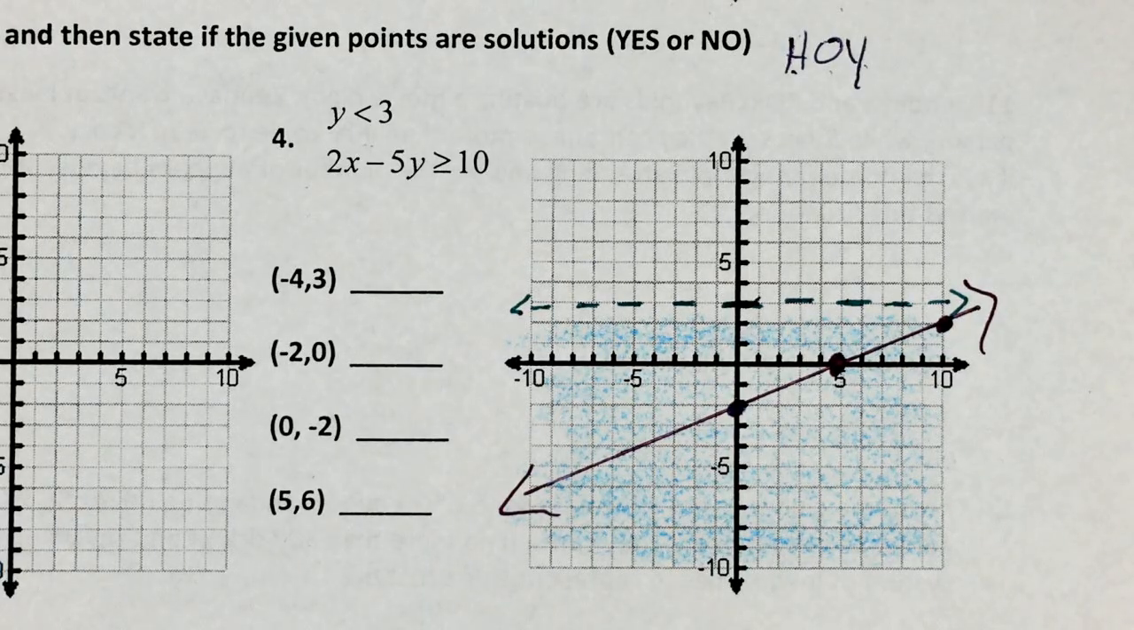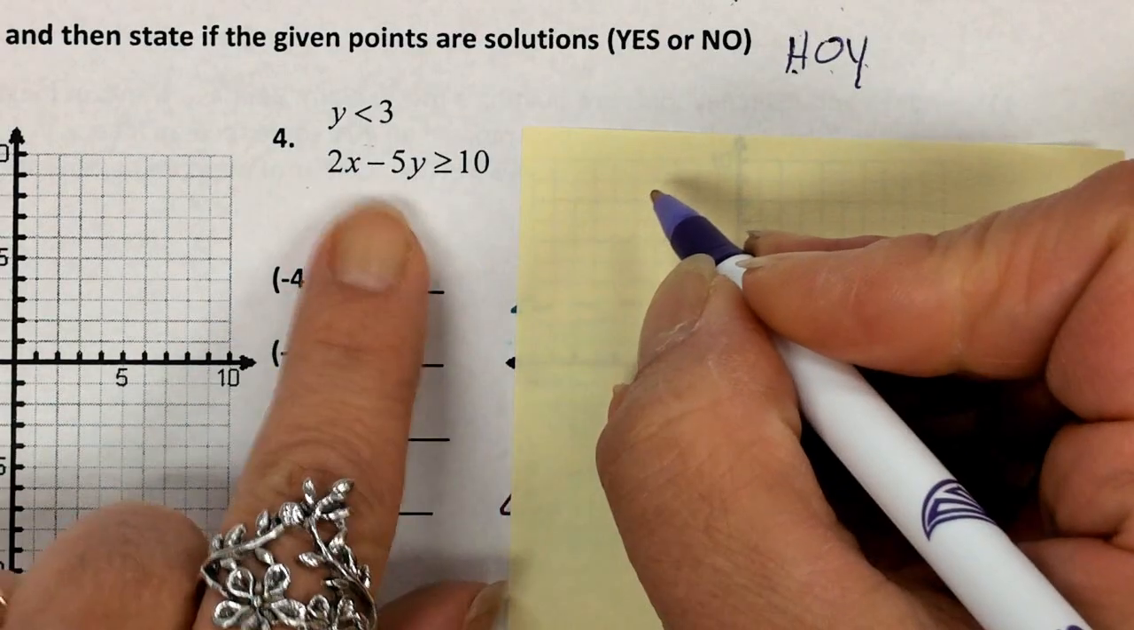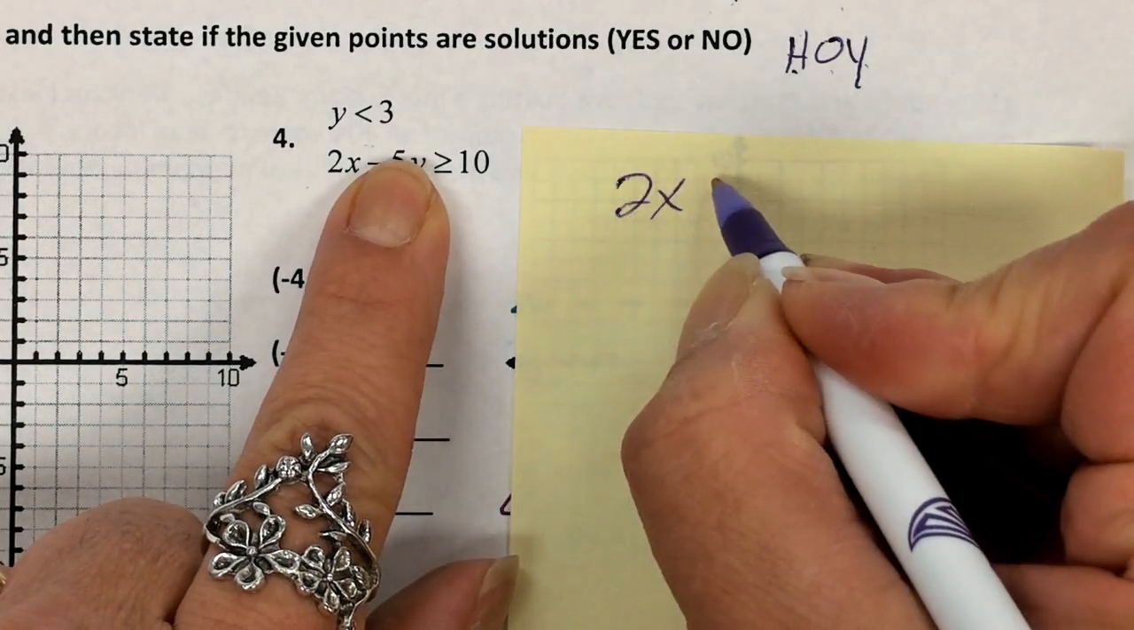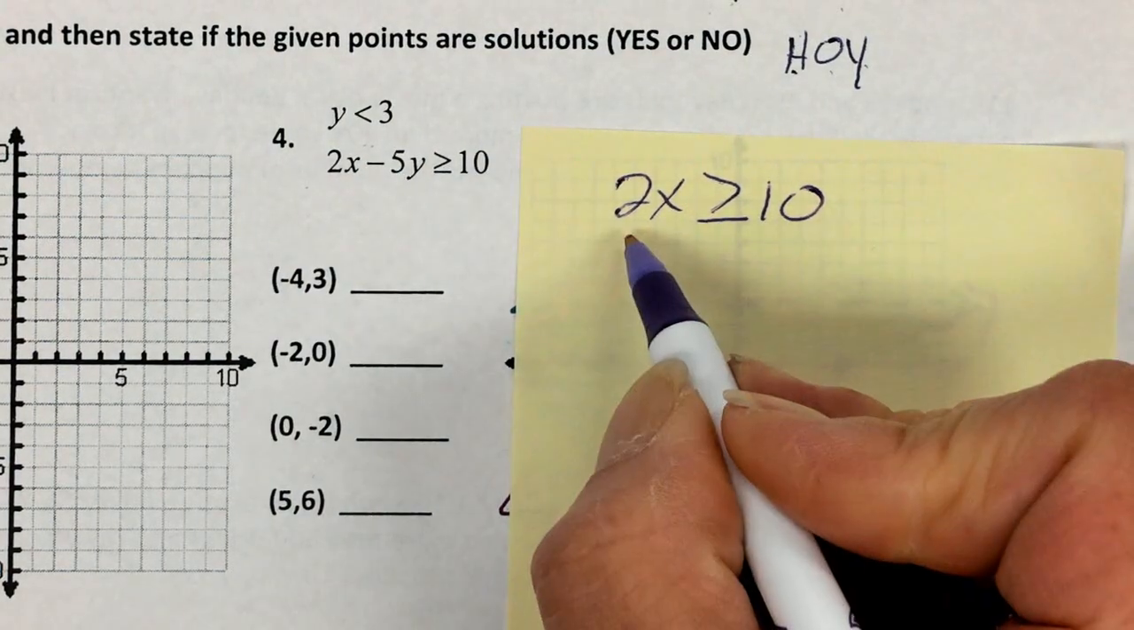Now this can also be done with the intercept method, the cover up, right? We can take this 2x greater than or equal to 10.